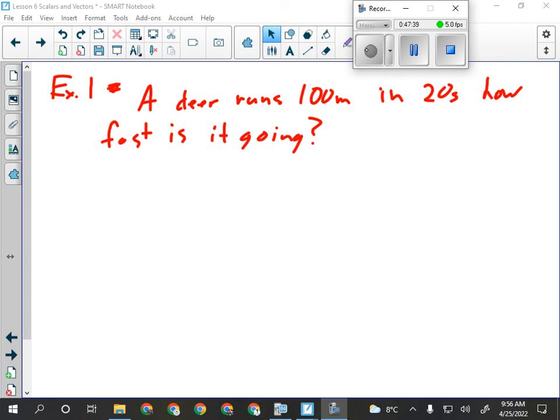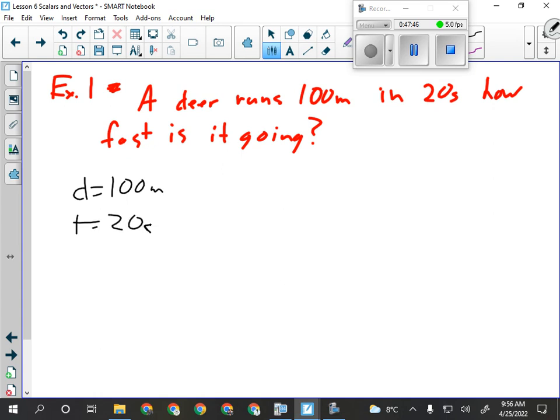So all we have to do for this one, obviously, is write down our givens. Distance is 100 meters, time is 20 seconds, and we're just looking for V. V equals D over T, so all we have to do is plug in the numbers here. 100 meters divided by 20 seconds is going to give us our 5 meters per second. Everybody all right with that one?